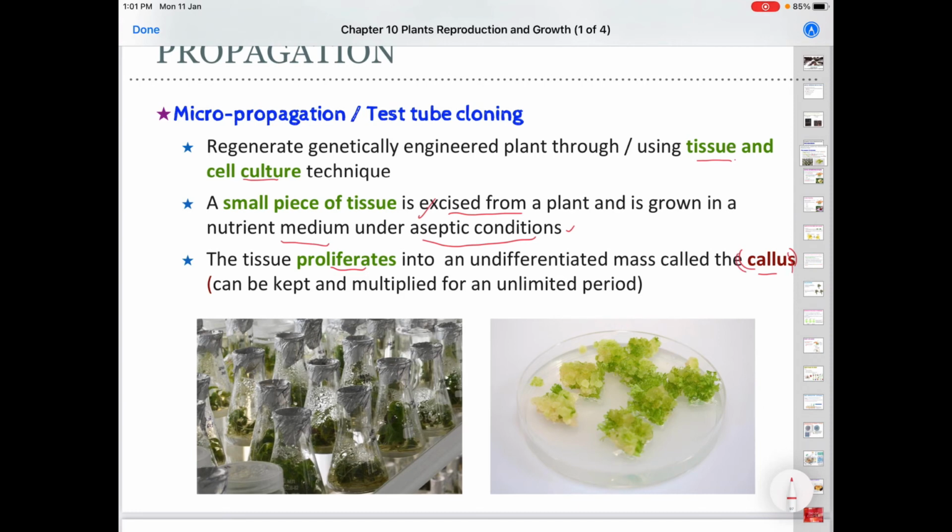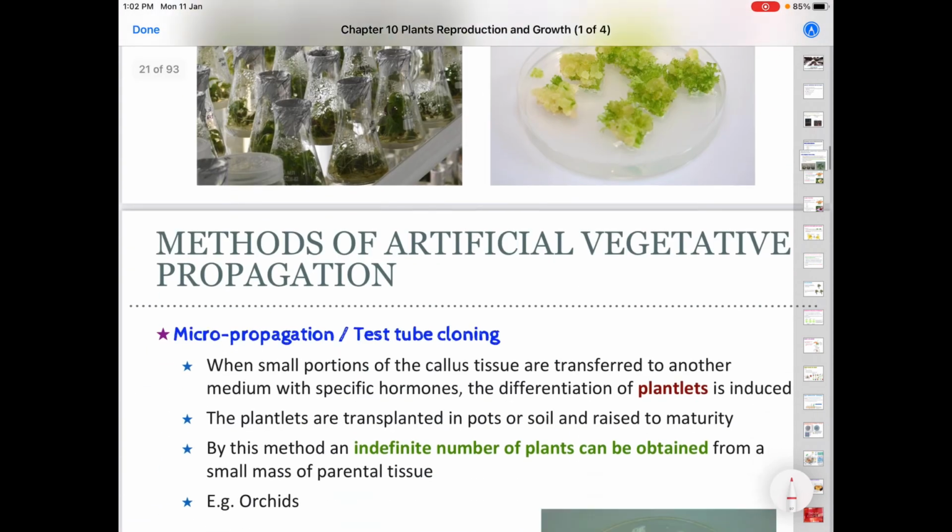So this callus can be kept and multiplied for an unlimited period. Once we get the callus, we can also grow another plant just using this callus. No need to excise from the plant. When we get the callus, we just take the callus and plant it into other petri dishes. So callus can be a stem cell to grow the plant, besides taking another tissue from the plant.